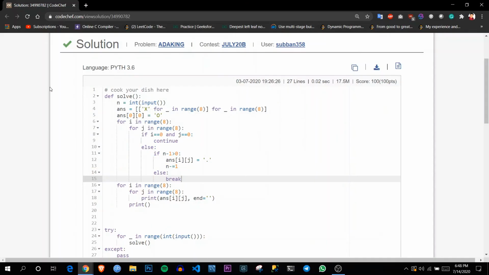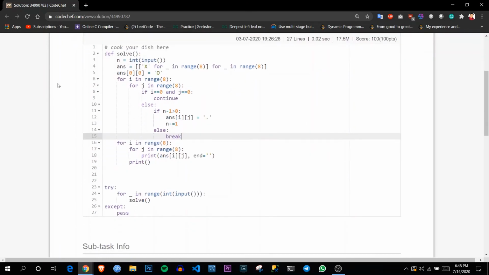Let's go through the code of the logic which I have just mentioned. Over here we can see, first of all we are taking the input as n, which is mentioned in the problem as k. Then we are initializing an 8 cross 8 matrix, or 8 cross 8 grid, with all x. If we are initializing it with x, then we don't need to explicitly put x, we just have to put the dot and this o, which denotes the king, and the dot denotes the empty spaces which we have to leave for the king to move.